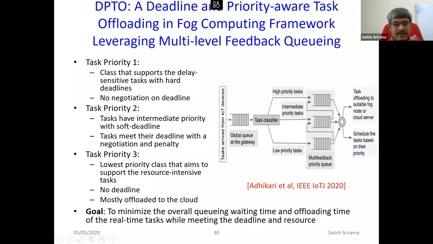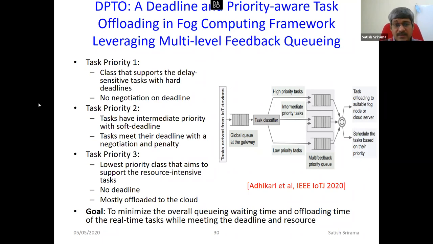And then a little bit lower, task priority two, these will be with softer deadlines. So you should be able to run them within the soft deadlines. If you don't meet the deadline, it is okay. But then there can be task priority three, which are long running, resource intensive tasks, which you will push to the cloud and probably that processing will take weeks sometimes.